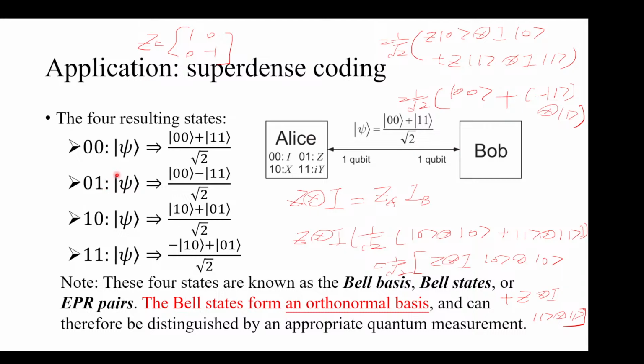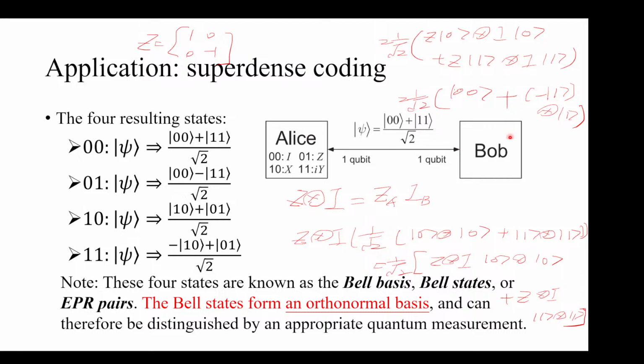Okay, so apply I or Z or X or iY on her part, and the entangled state will turn into those 4 different states. And these 4 different states are famous because they are useful for all kinds of things. In particular, they are useful for superdense coding. But anyway, those 4 states are called Bell states, or EPR pairs. And the basis composed of those 4 states is called the Bell basis.